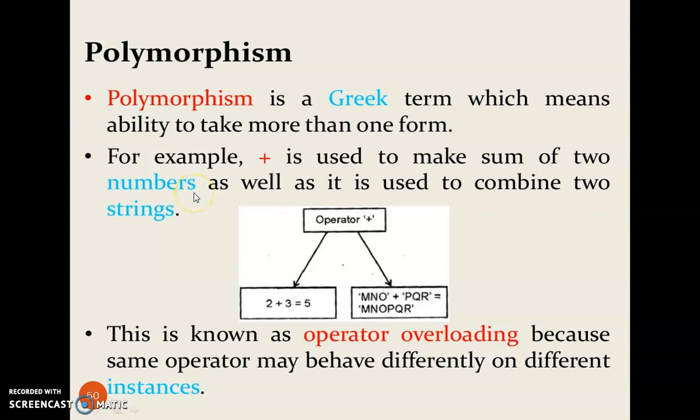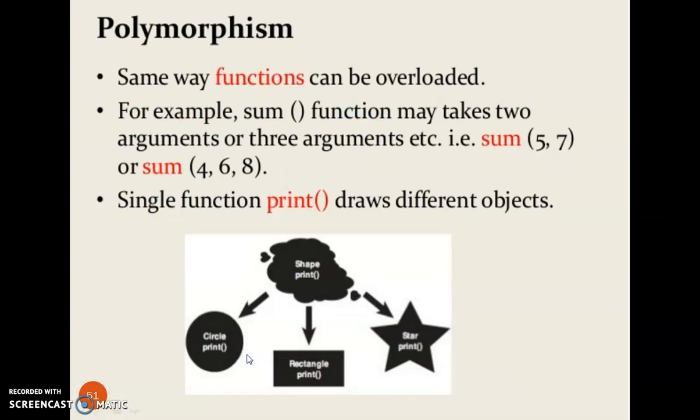So we can define polymorphism as the ability to take more than one form. For example, plus is an operator which takes 2 different forms. That is, addition is one form, and the other form performs the operation of combining 2 strings. This is called operator overloading because the same operator may behave differently on different instances.